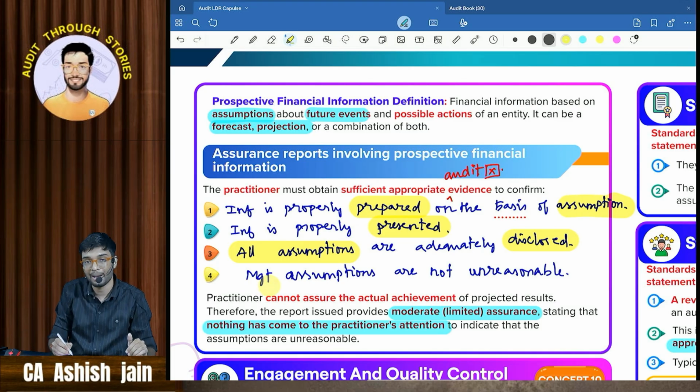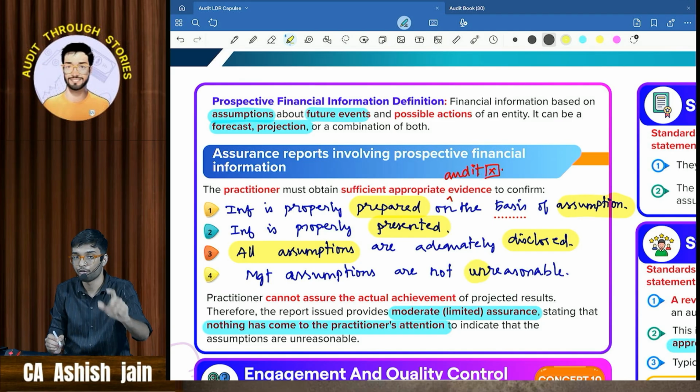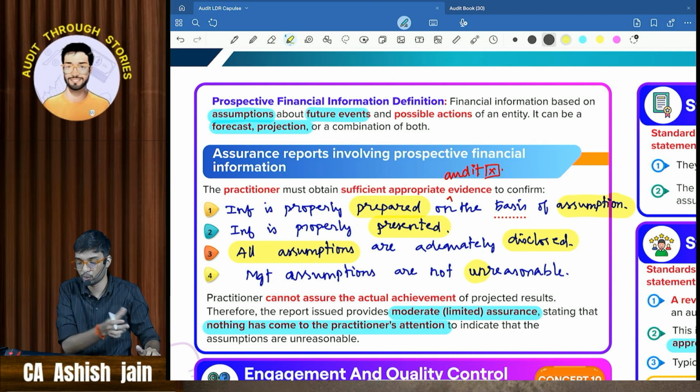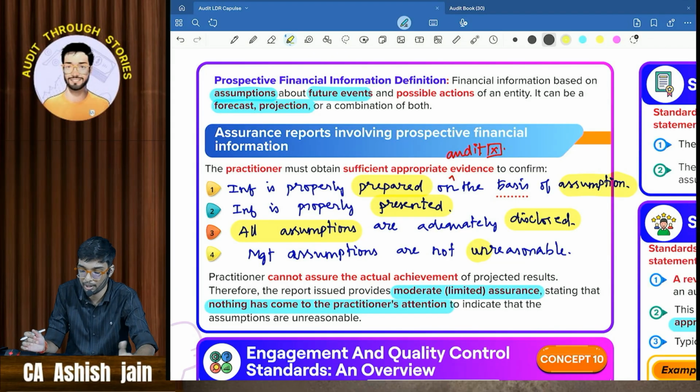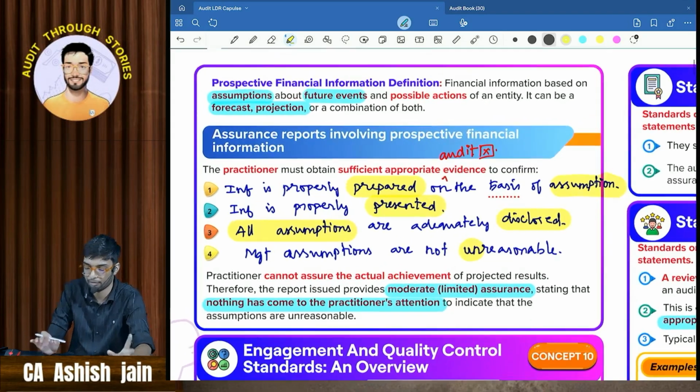And whatever assumptions management have taken, those are not unreasonable. Focus on the words not unreasonable. All those assumptions are not unrealistic. You can use unrealistic over here, or not unreasonable. So these are the 4 points which you have to remember. So how can you remember? I'm going to give you a super memory technique for this.